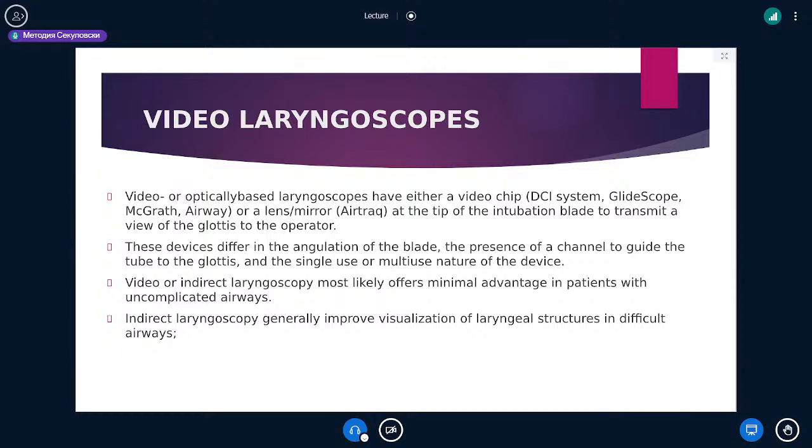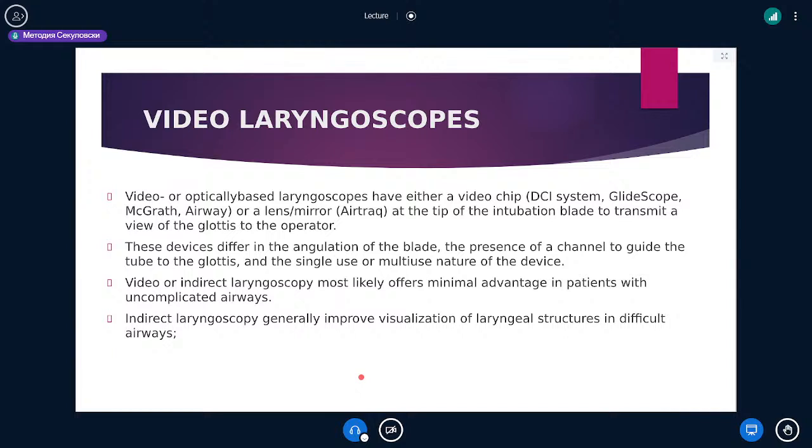And the best one, not only for COVID-19 but for all patients, is the video laryngoscope. The video laryngoscope is an optical laryngoscope that has a video chip or lens at the tip of the intubation blade to transmit a view of the glottis. The devices differ in the angulation of the blade, the presence of a channel to guide the tube to the glottis, and single-use or multi-use nature of the device.